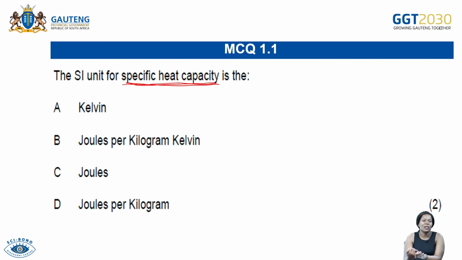It's definitely not A, because Kelvin is used to measure temperature. Option B says it is joules per kilogram Kelvin, which is correct. Option C is joules, no, because that one is for energy. And joules per kilogram is definitely not that one, because that one is for heat capacity alone, not specific heat capacity. So the correct answer is B.